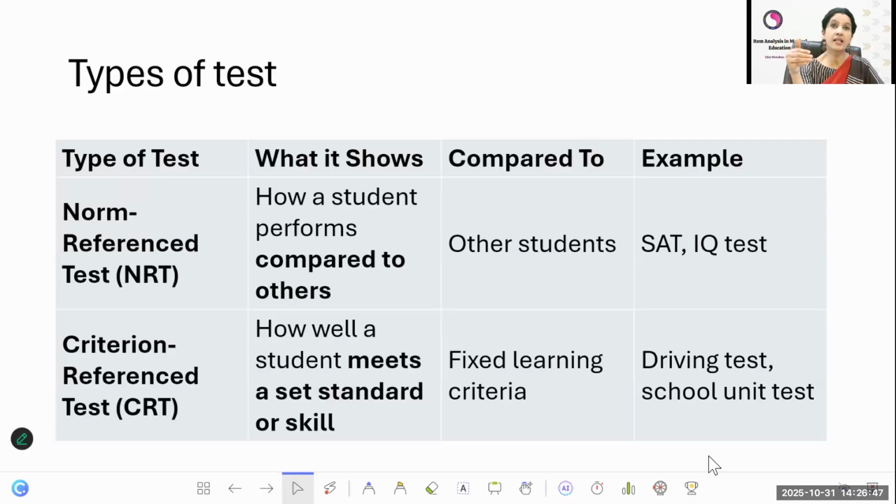Then another is the criterion reference test, like we do in our formative and summative assessment.